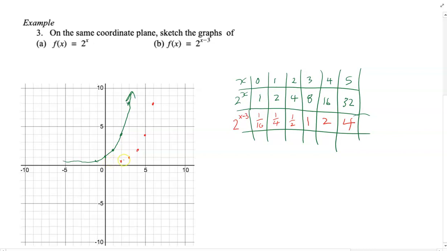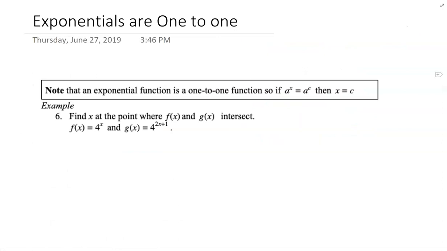Okay, so x minus 3 will shift our original graph 3 units to the right. So this is a shift 3 units to the right. And a similar thing will follow for other shifts. In just the same way that we did our other shifts previously, a similar thing will happen.